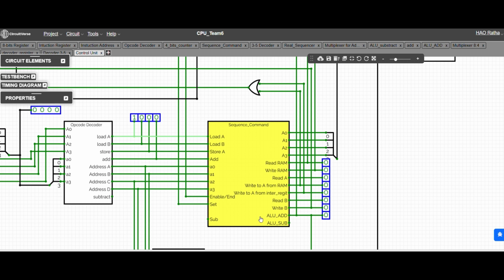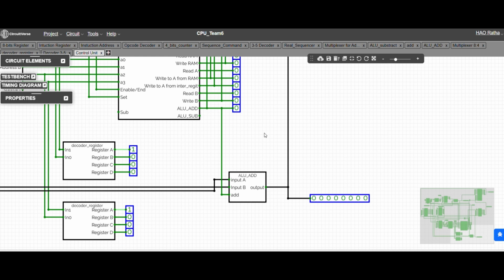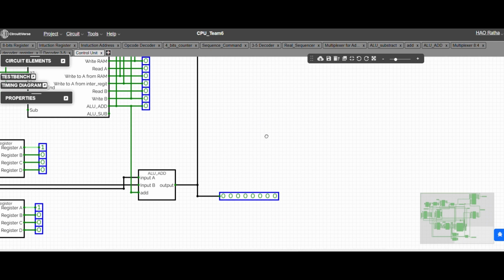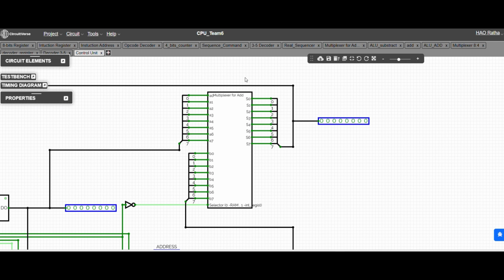The register decoder activates the correct register based on the instruction, ensuring that only one register is enabled at a time. This prevents data conflicts on the shared bus. When an add instruction is executed, the addition multiplexer selects the correct operand and sends it to the ALU.